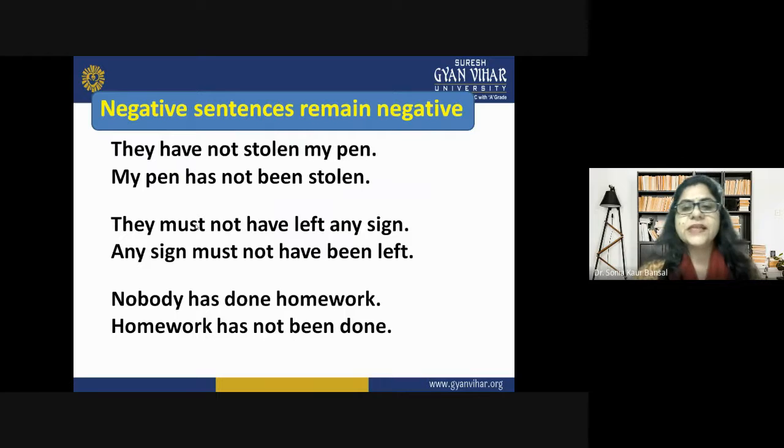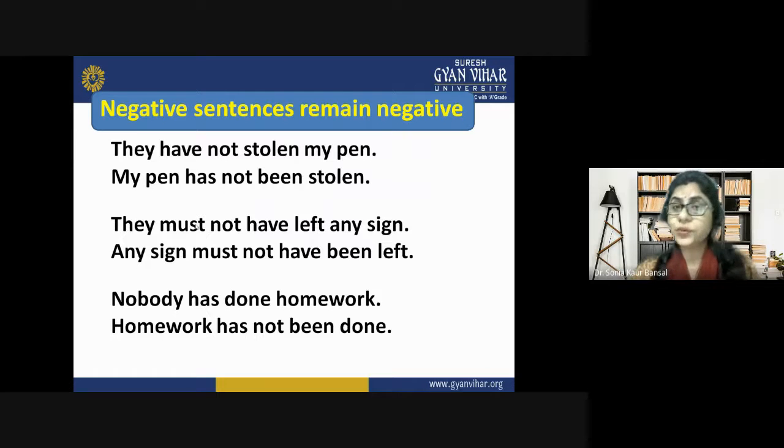Now, students, let's have a look at negative sentences, how we are going to change them from active to passive. So, negative sentences remain negative. They have not stolen my pen. So, my pen has not been stolen.